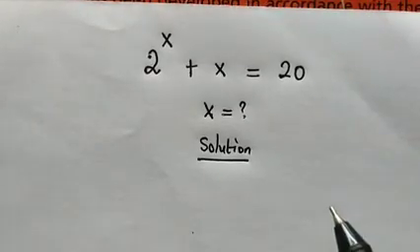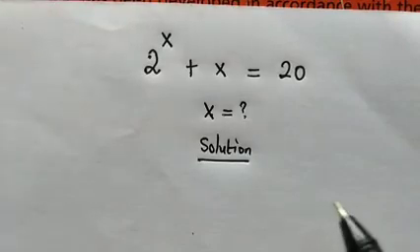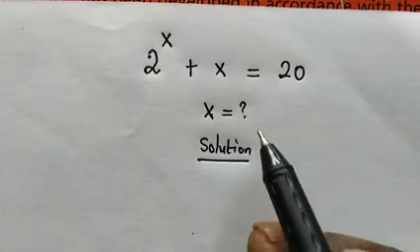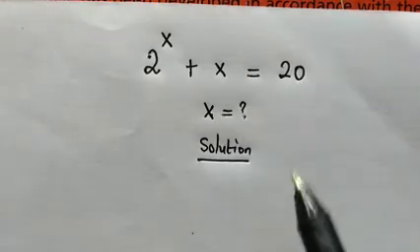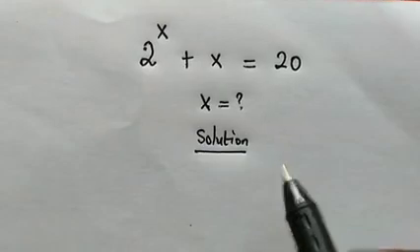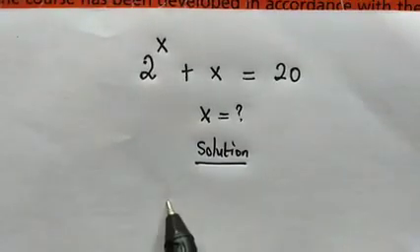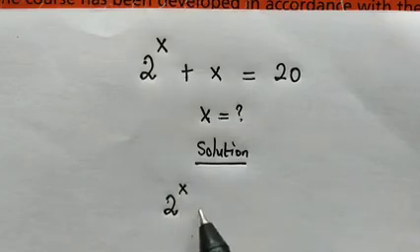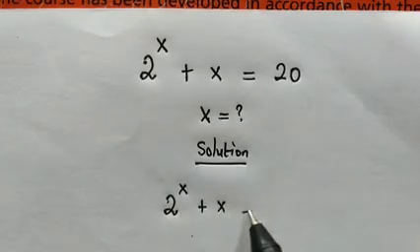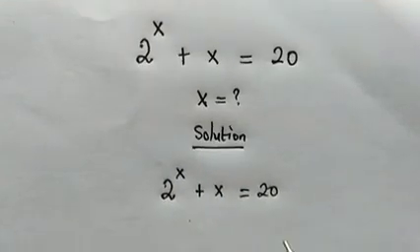Today we have this interesting equation, a transcendental equation for that matter. And here we're going to solve for the real value of x that will satisfy this equation. So let's get started. From the left hand side here we have 2 to the power of x plus x. This is equal to 20, right?